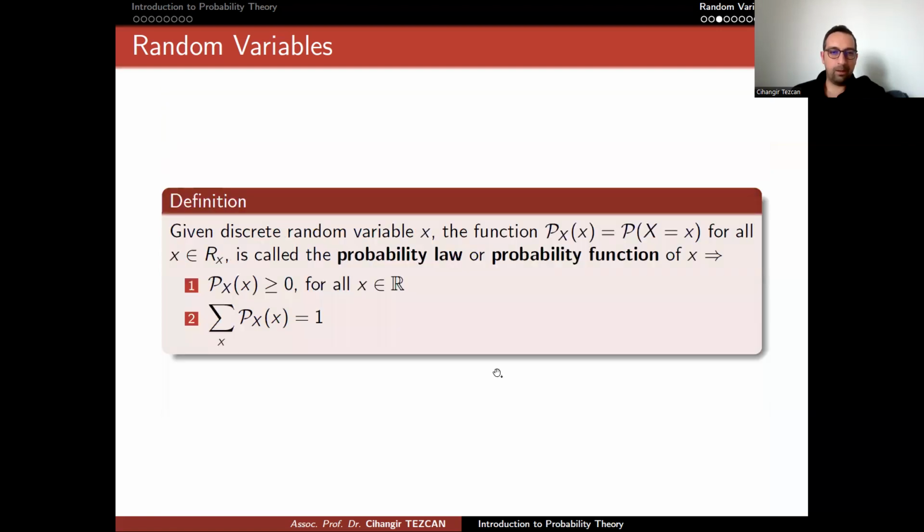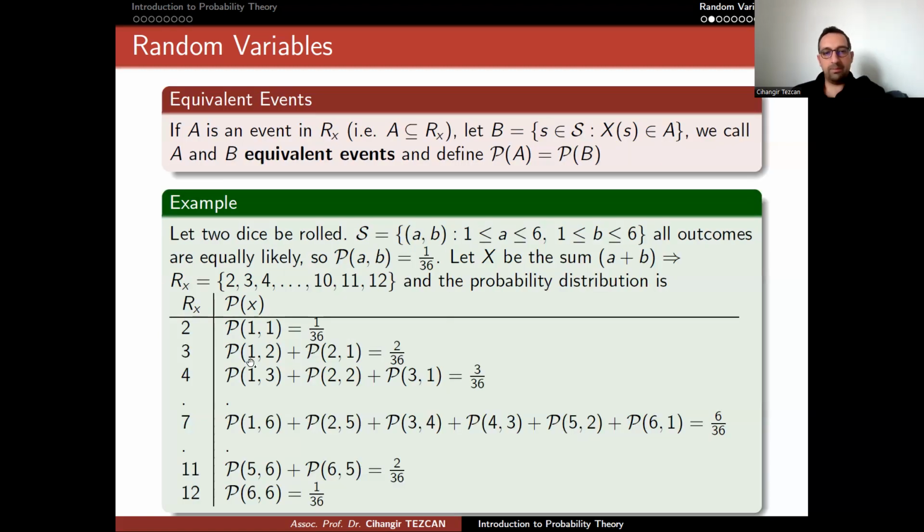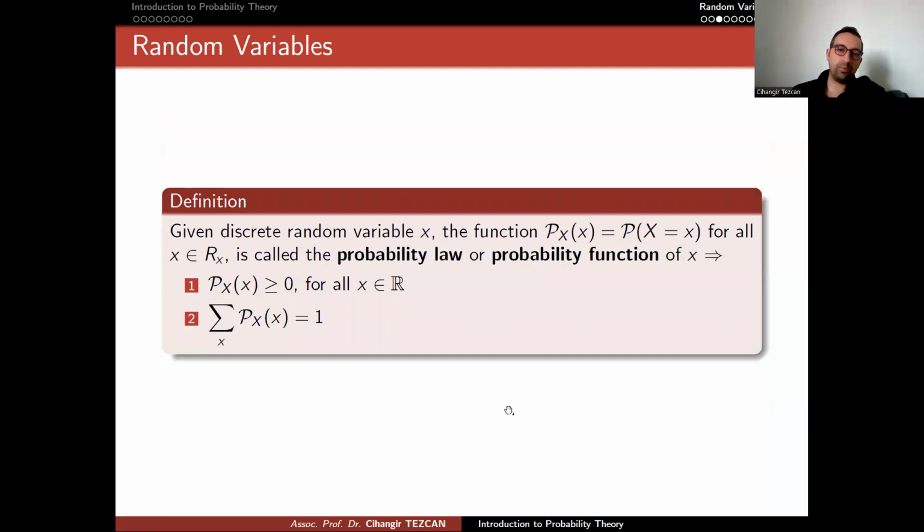Here, rolling 1, 2, and 2, 1 are equivalent events. That is what we tried to give as the definition above. Okay. All right, so let's continue with more definitions.